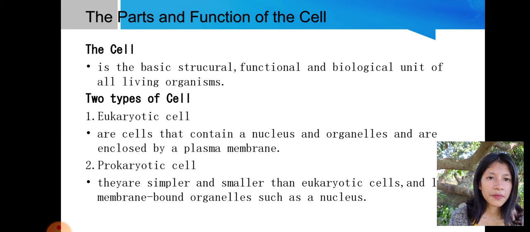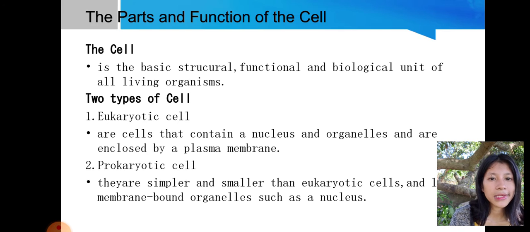The cell is the basic structural, functional, and biological unit of all living organisms. We have two types of cells. First is eukaryotic cells, which are cells that contain a nucleus and organelles and are enclosed by a plasma membrane. Also, eukaryotic cells contain a variety of structures called organelles which perform various functions within the cell.